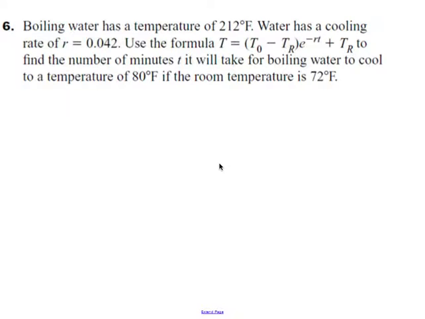Number 6 on the 4.6 quiz on Newton's law of cooling. So here again you have the formula. It's important that you remember that the formula by default has the input T, and your output is your temperature, which means usually you would be given the initial temperature of the object, the room temperature of the environment, and the rate of cooling for that substance.